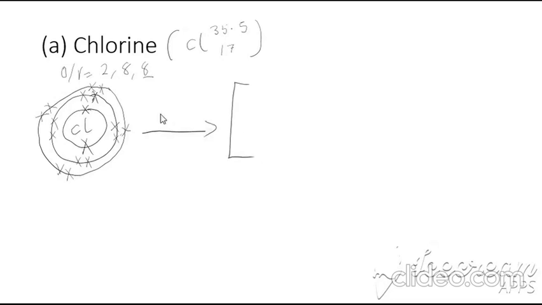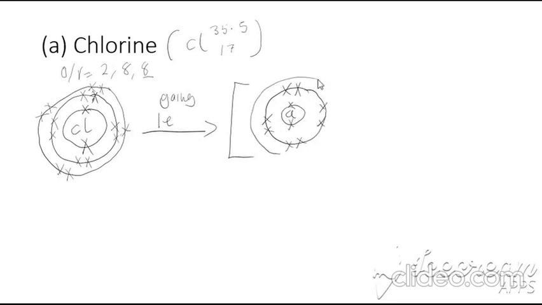So here chlorine is gaining 1 electron. Let me show how chlorine will look after gaining: Cl. So 2, second shell 2, 4, 6, 8, and there is a last shell here like this. So 2, 4, 6, 7. Have you seen that?